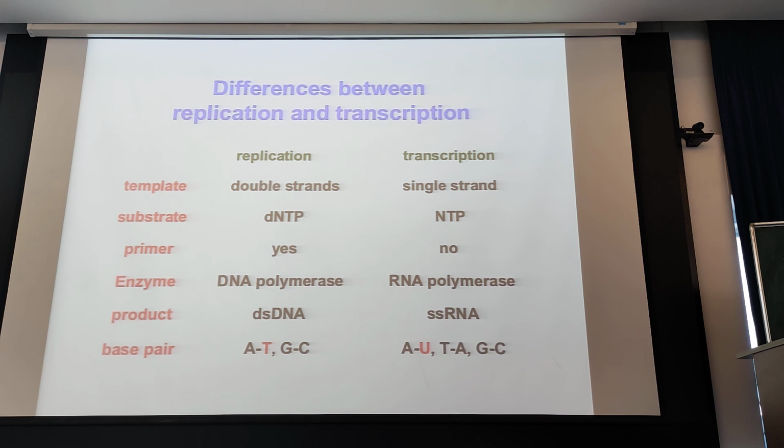RNA. Okay. The substrate here is deoxynucleotide triphosphate, and here is nucleotide triphosphate, to synthesize the RNA. The enzyme is DNA polymerase, RNA polymerase. And in DNA replication, we need an RNA primer. Meanwhile, in transcription, we do not need the RNA primer.